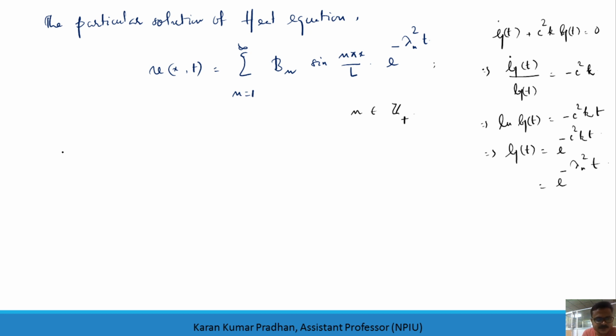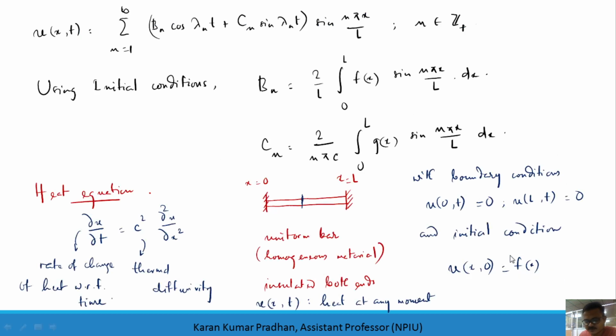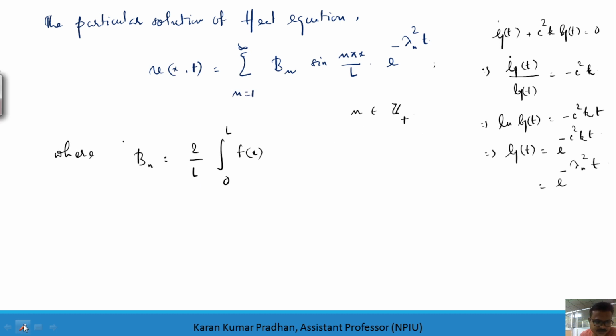The coefficients b_n can be found as the Fourier sine series: 2 by L, integral from 0 to L of the function you have taken, the initial condition, times sine of n pi x by L, with integration with respect to x. So this is related to the heat equation, and now we'll go for the Laplace equation.